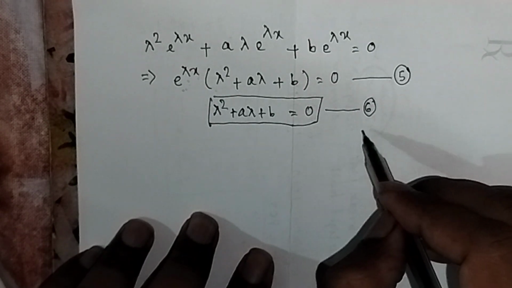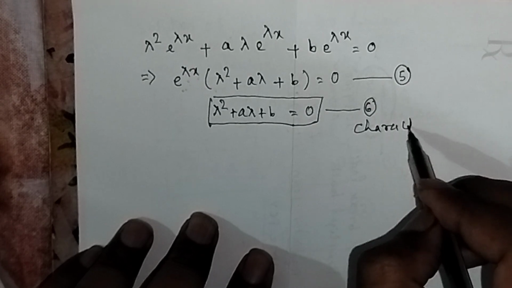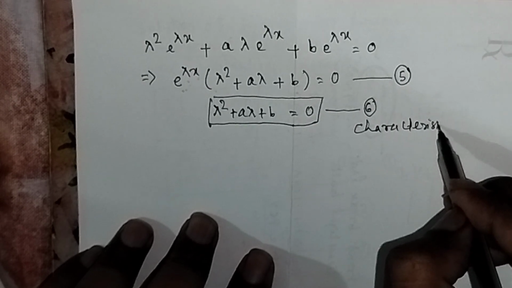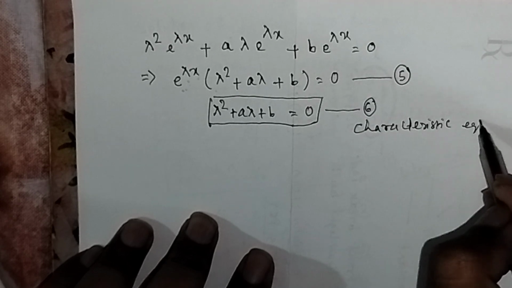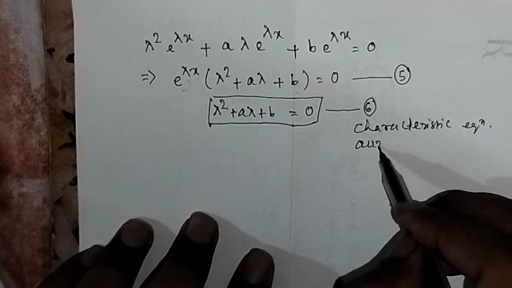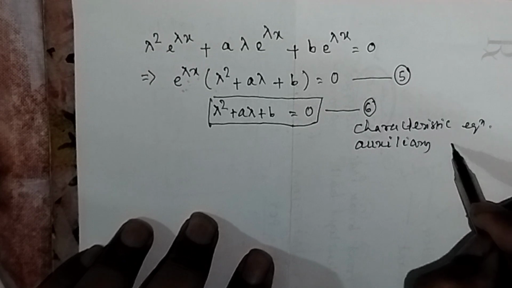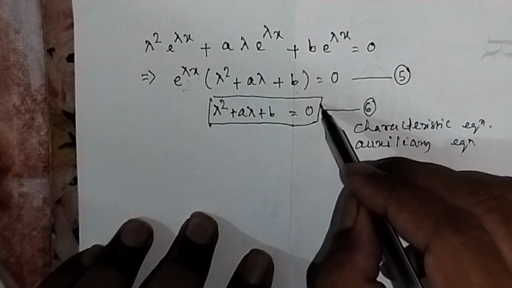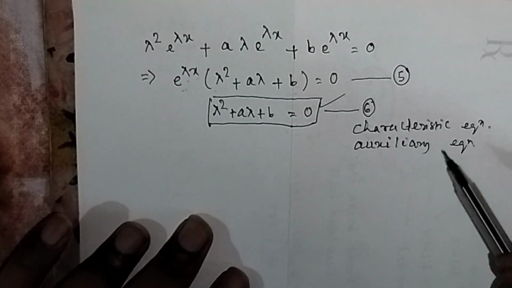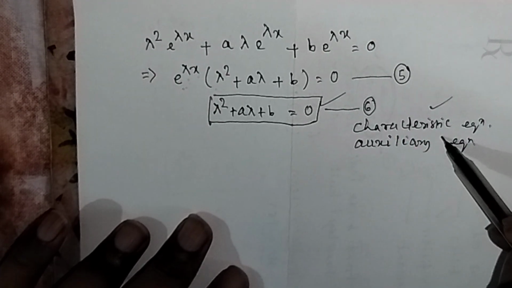And it is also called the characteristic equation. Remember, it is also called the auxiliary equation. So this quadratic equation is also called the characteristic equation, and it is also called the auxiliary equation.